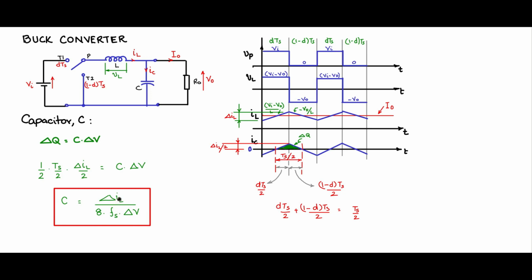Delta IL, the design parameter while designing VL, we took it as 10% of the max I0. Fs is the switching frequency; we know what switching frequency we are designing for. Delta V, the output voltage ripple due to capacitor action, is the output spec, so we know that. Based on that, we can calculate what should be the value of C.